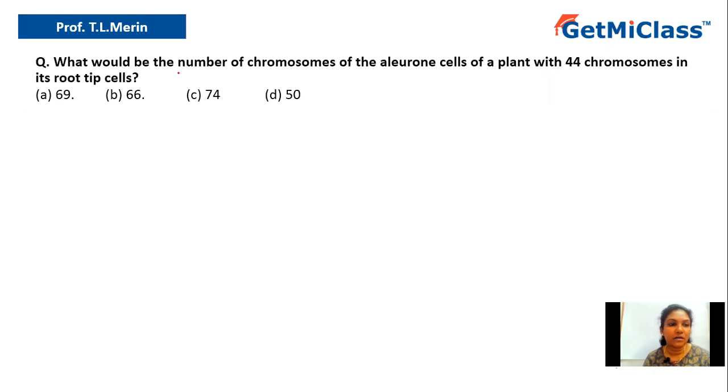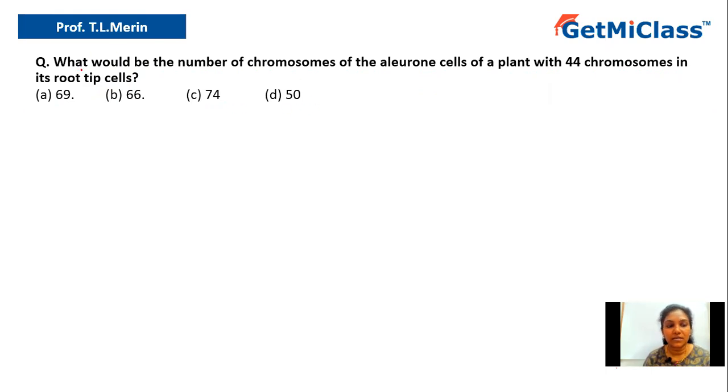Today we're going to solve this question: what would be the number of chromosomes of the Aleurone cell of a plant with 44 chromosomes in its root tip cells? Option A 69, option B 66, option C 74, option D 50.